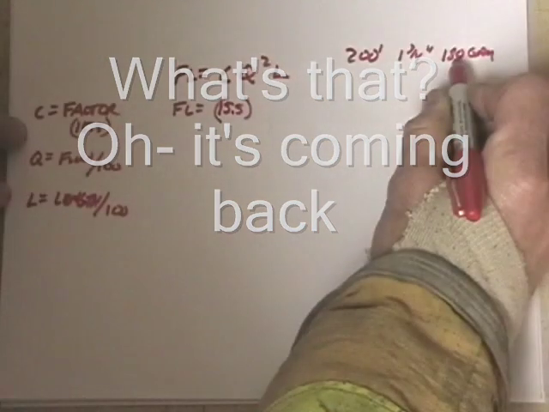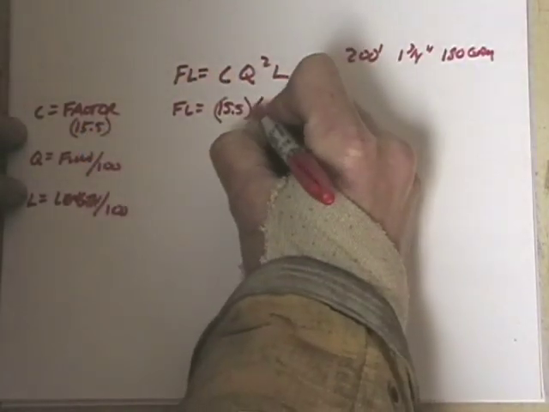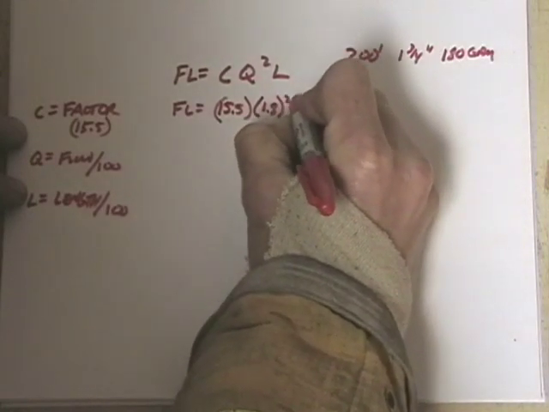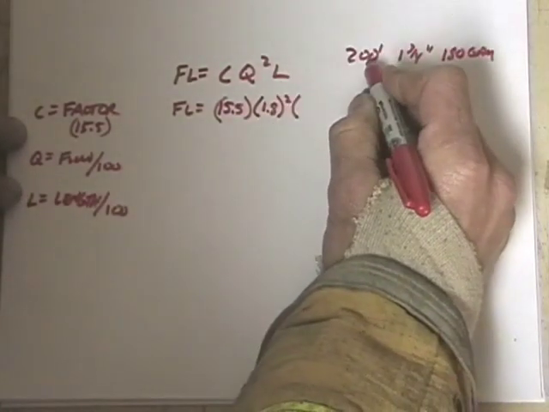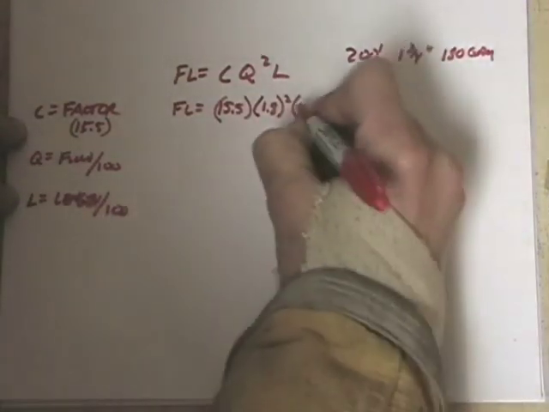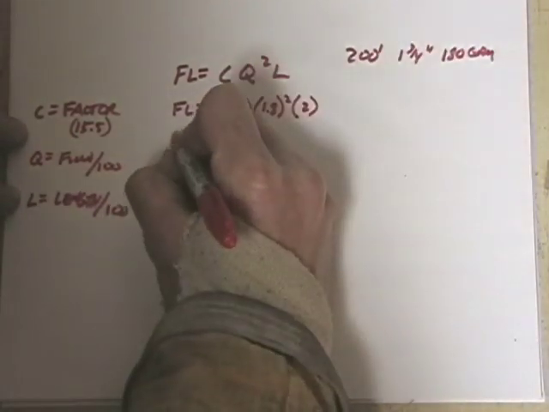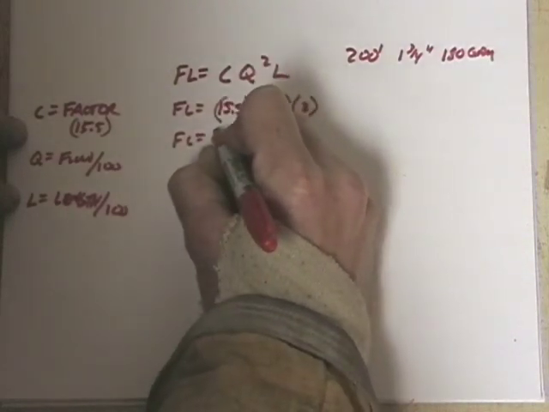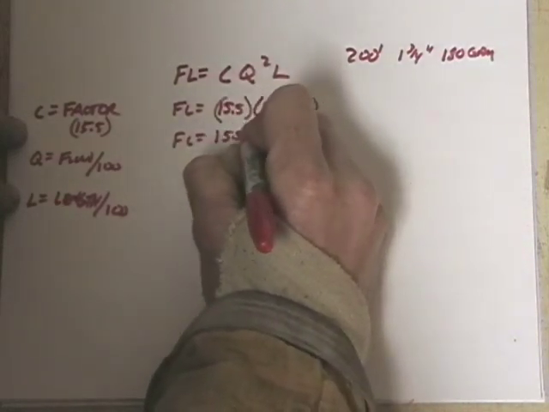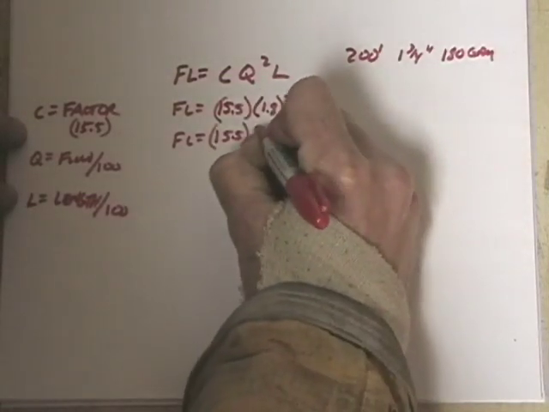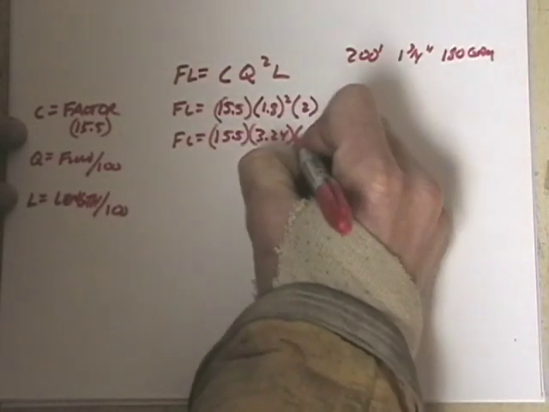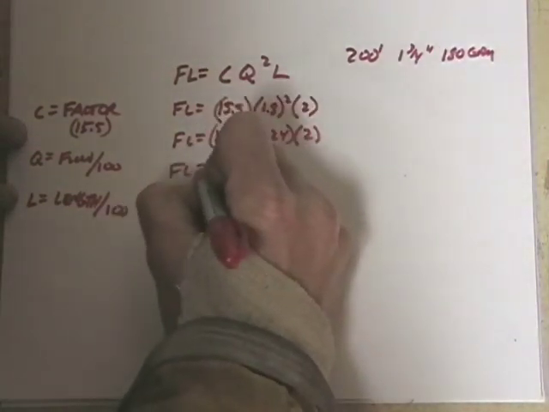So our friction loss, just plugging in the numbers, our C factor is 15.5 times our Q, which is our flow, 180 gallons per minute, but remember that's divided by 100, so that's going to be 1.8 squared. And then our length, we've got 200 foot, but remember it's length divided by 100, so times 2. So our friction loss, if we multiply this out, is going to be 15.5 times 1.8 squared is 3.24 times 2.